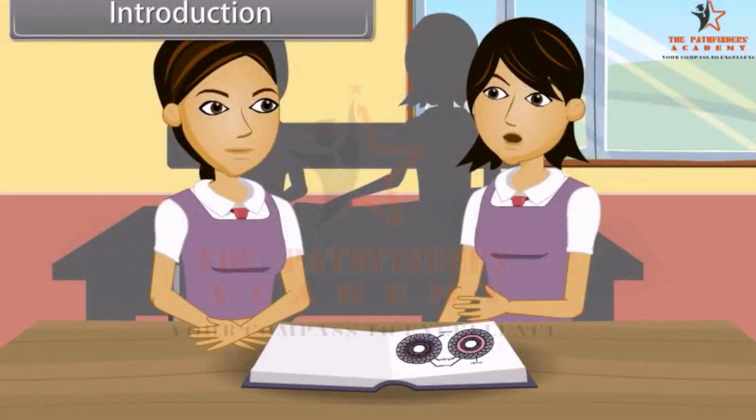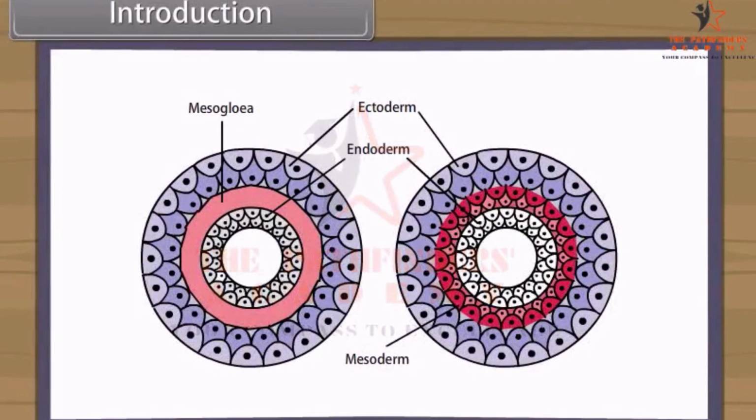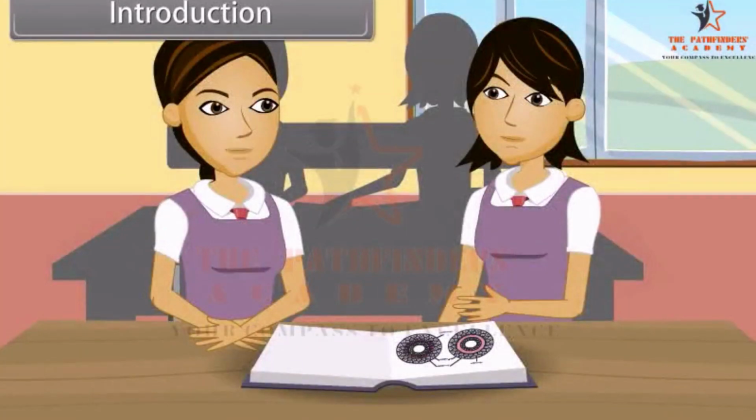According to presence of number of germ layers, animals are either diploblastic, example sponges, coelentrates, or triploblastic, example flatworms to mammals. We will now discuss some important characters and examples of various phylum of Kingdom Animalia.